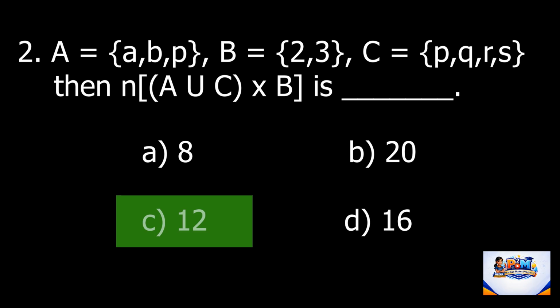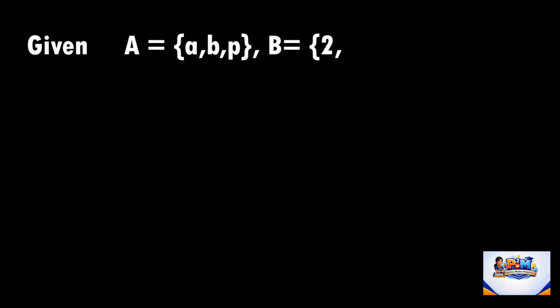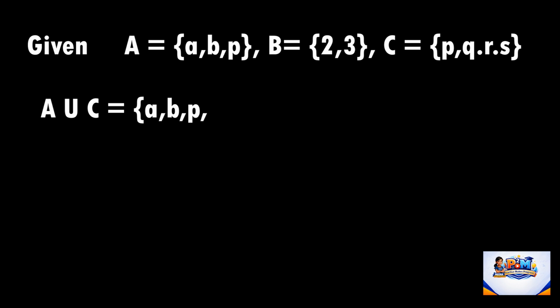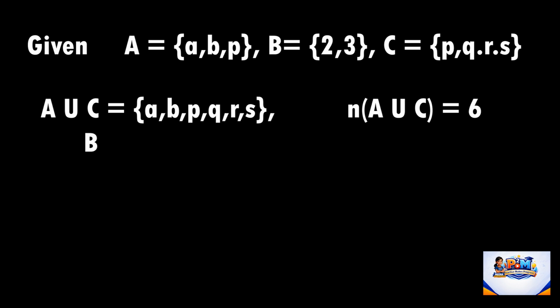Okay, நம்ம answer try பண்ணுவோம். A equal to the set A, B, P. B equal to the set 2 comma 3. C equal to the set P, Q, R, S. Now A union C, A union C ஐயும் சேர்த்து எழுதணும். Set A, B, P, Q, R, S. இப்போ n of A union C என்ன வரும், 6.